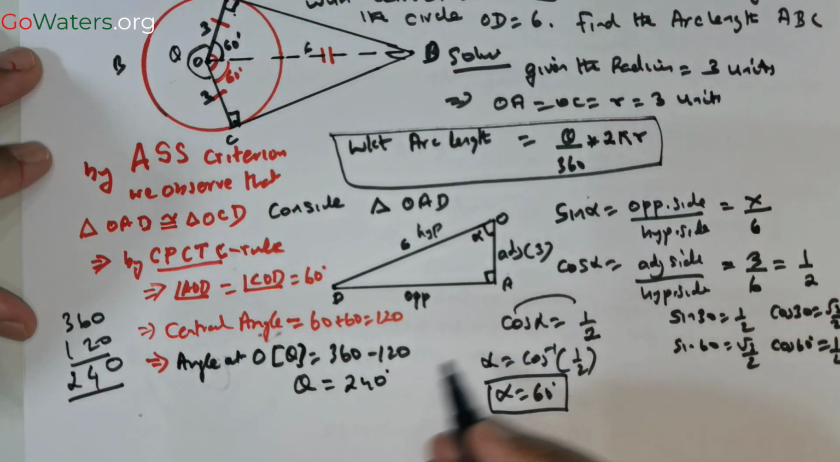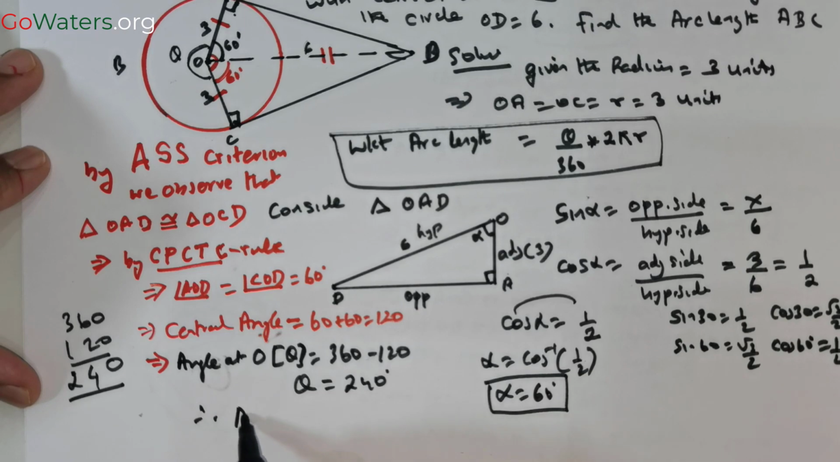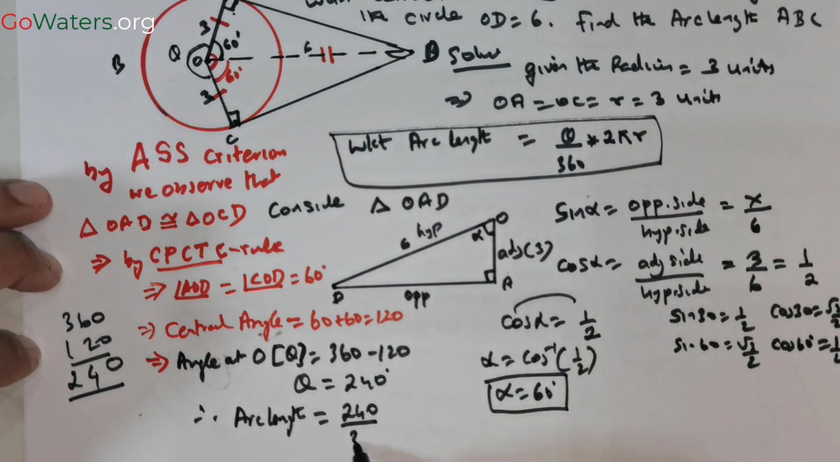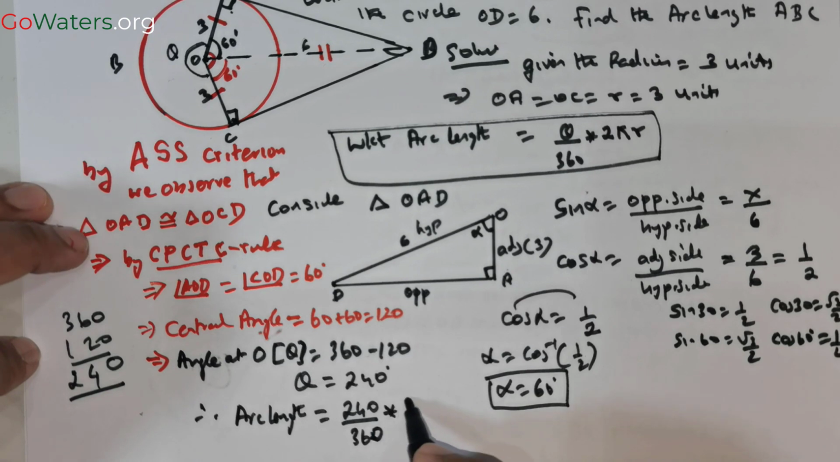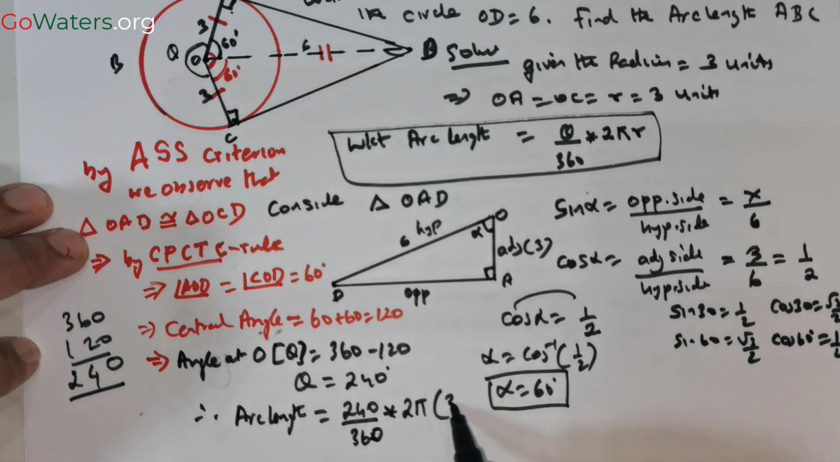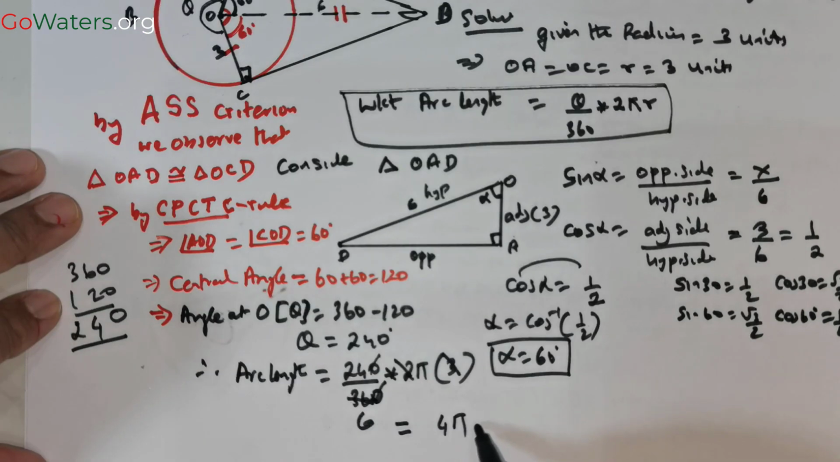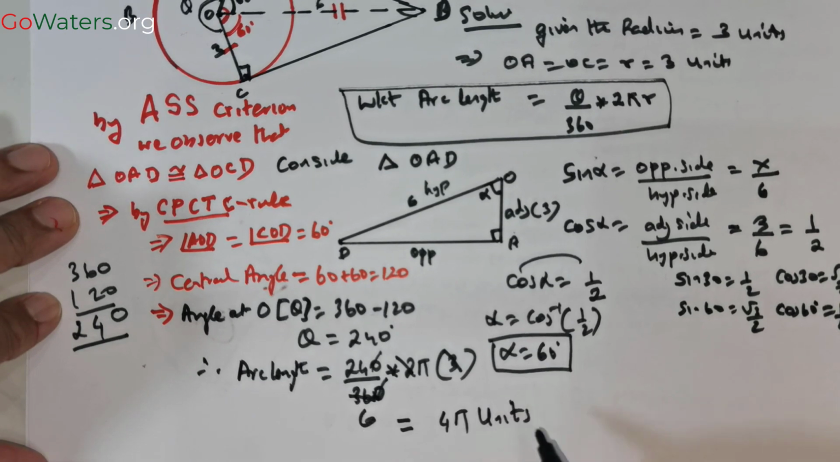So we are expected to find the arc length. Therefore arc length is equal to, in place of theta, 240 divided by 360 multiplied by 2 times pi. My radius is 3 units. So take away the 0, take away the 0. 2 times 3 is 6. 6 divides 36, 6 times, and you can cancel this off. And 6 divides 24 4 times. So this is going to be 4 pi. So 4 pi units is the answer. So this is the arc length.